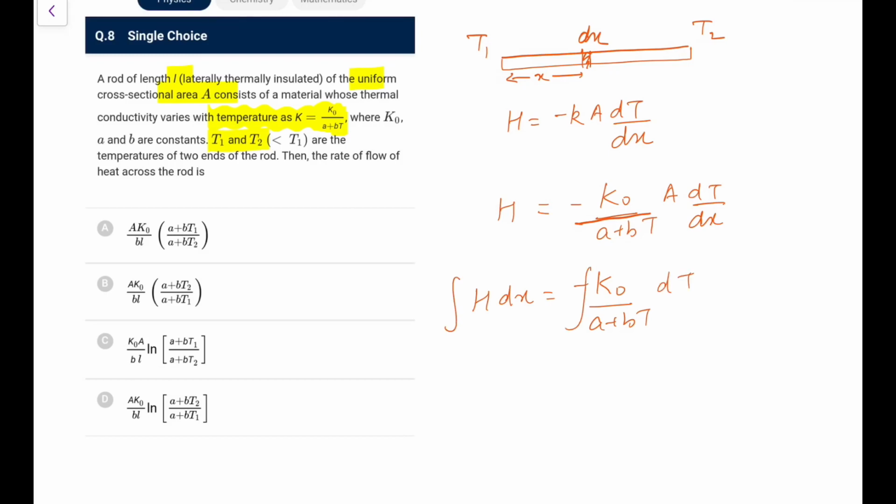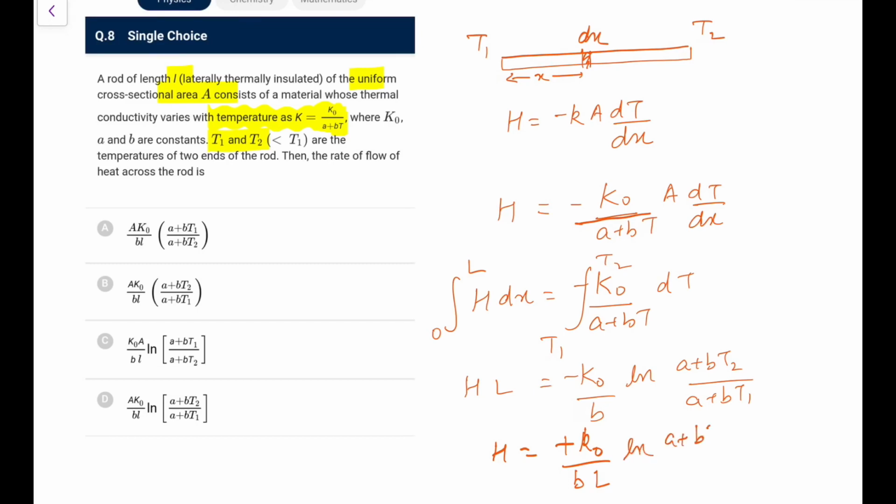Doing this integration, x varies from 0 to L, T varies from T1 to T2. So minus k naught is common, and 1 upon a plus bT integrates to ln of a plus bT, with a factor of 1 by b. So a plus bT2 upon a plus bT1, and this is H into L. So what is the value of H? H comes out as minus, and I can adjust that by reversing this, so T1 goes up and T2 goes down. So this is k naught by bL ln of a plus bT1 upon a plus bT2.